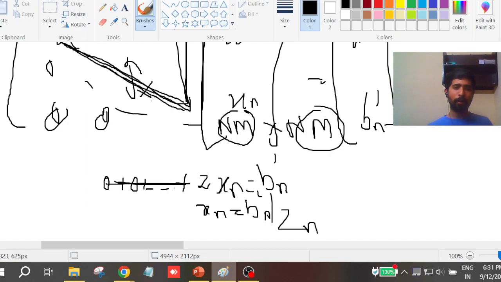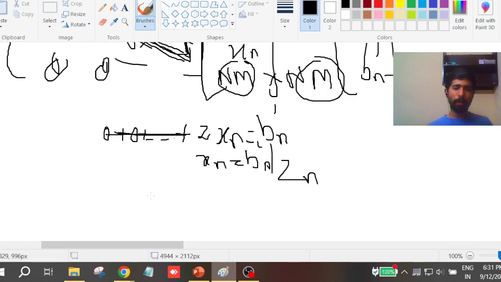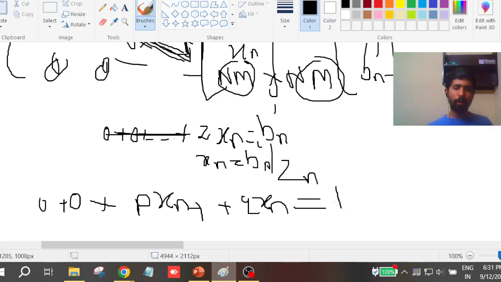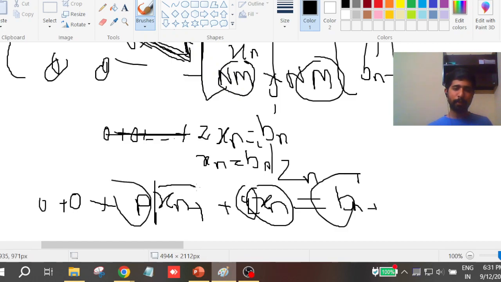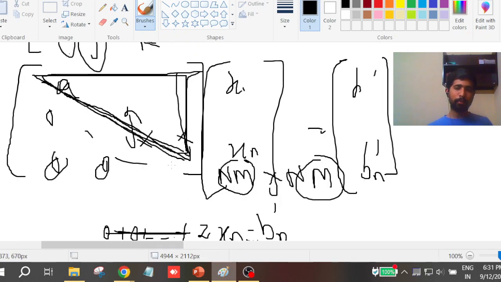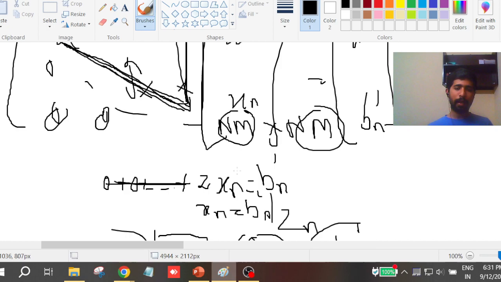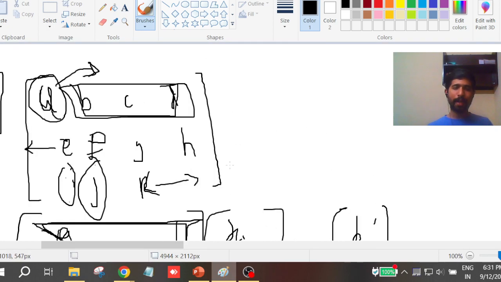Now if you come to the last but one row, say I have p into xn minus 1, and all the preceding elements will be 0. So p into xn minus 1 plus q into xn will be equal to bn minus 1 dash. Now you have already calculated xn, you know q, you know bn dash, and you know p. So you calculate xn minus 1. That is why it is called backward substitution, because you are going from xn to x1. So that's the procedure which you generally follow in Gauss elimination.